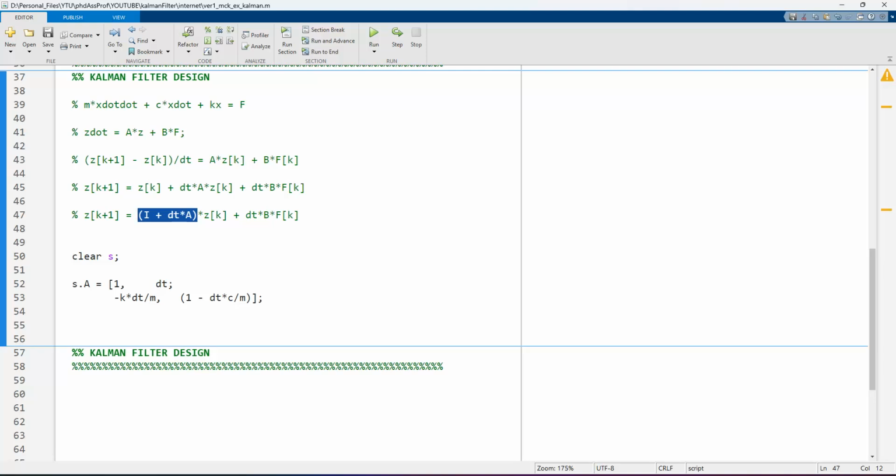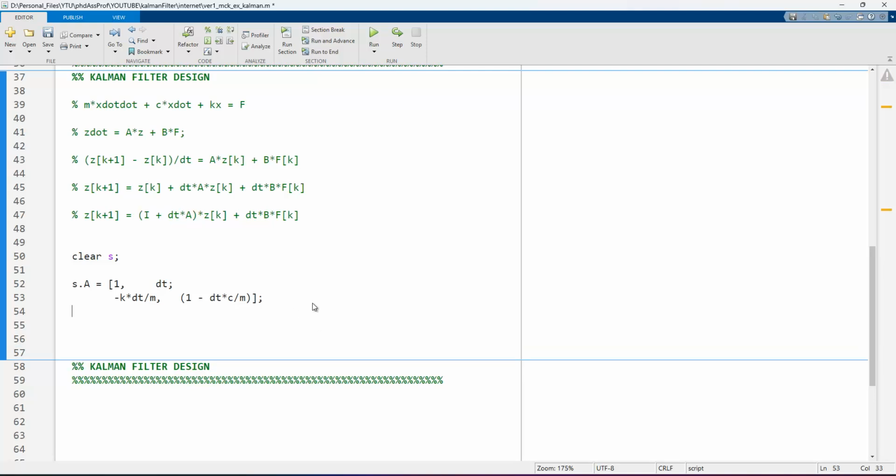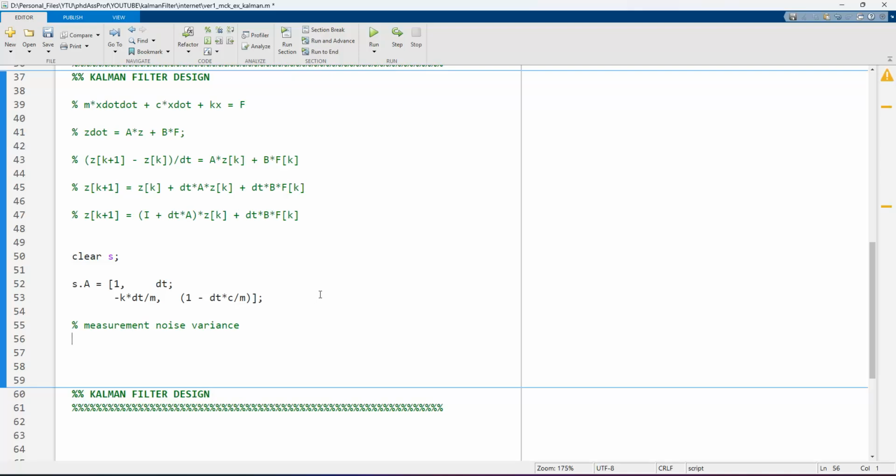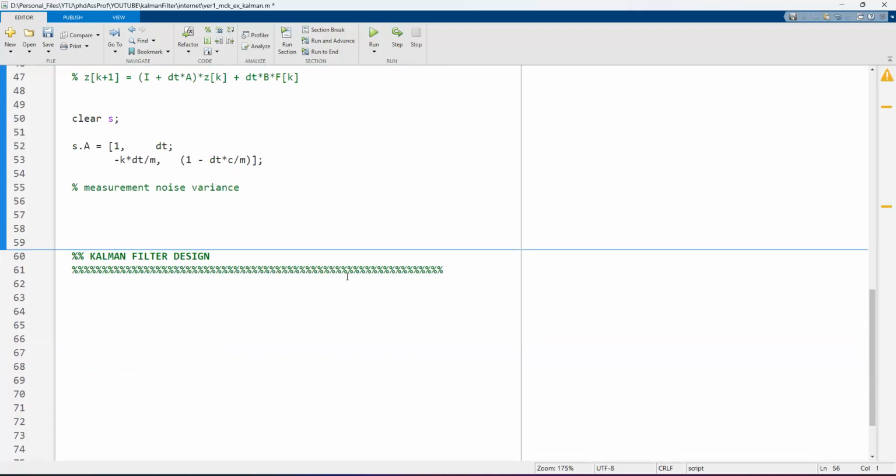In order to do that, we need to build these values, and so we need to create the measurement noise variance. The variance is the square of the standard deviation, so it is meaningful to assign the measurement noise standard deviation, mn std, as 0.004.